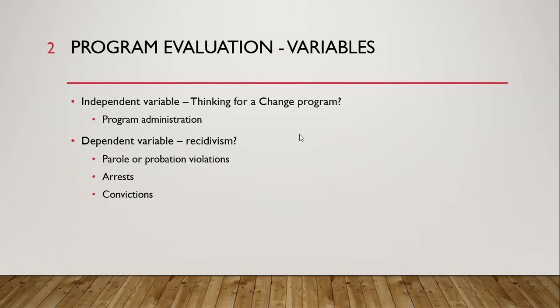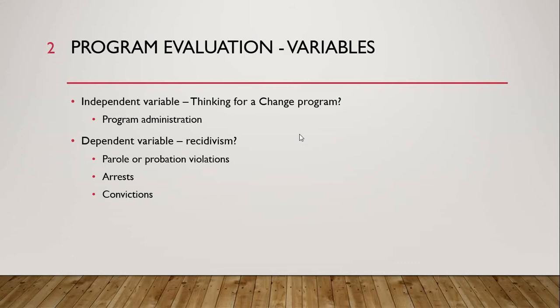So we could look at parole or probation violations and use that as a measure of recidivism. So if an inmate is released and they violate the terms of their probation and they get sent back to prison, that could be a measure of recidivism. Arrest could be a measure of recidivism. So if one of our inmates is arrested for a new offense after they're released from the program, obviously that could be a good measure. And conviction could be a measure as well. So if they're convicted of an offense.